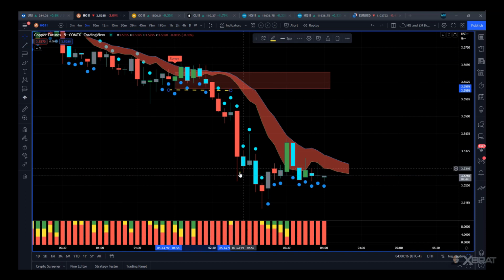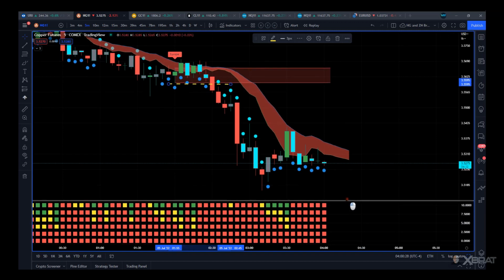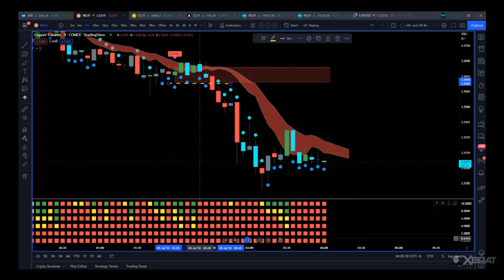Okay. But what we also want to do is look down at the bias depth heat map at this point, and we are green, we are yellow, we are red. So there's some indecision there on higher time frames. You can see these are blocks. These are 6 different time frames higher than this one, and what it's doing is giving you the bias. As you can see here, we've got the range defined. It's red. We're looking for a short trade, but we need some confirmation.